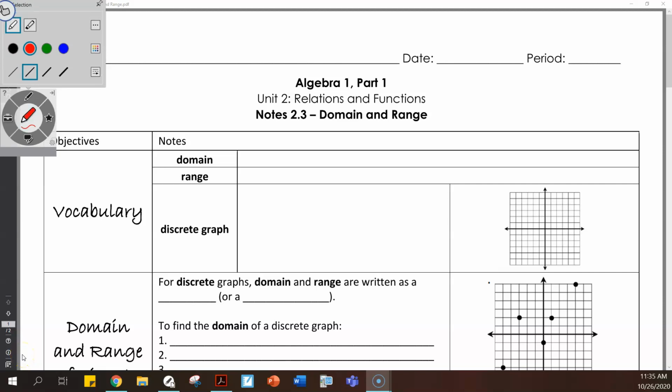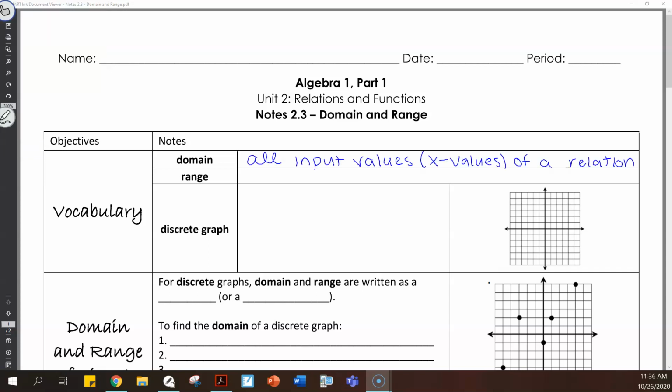Everyone. Today we're going to be talking about domain and range of different relations. So the domain is all the input values, or the x values, of a relation. The range is all the output values, or the y values, of a relation.